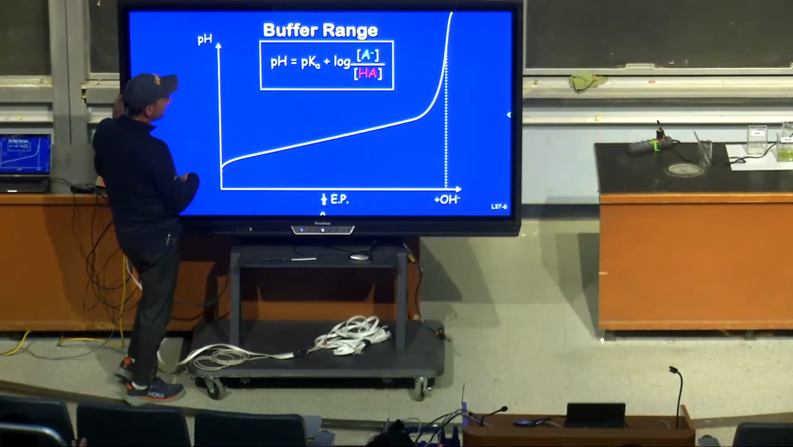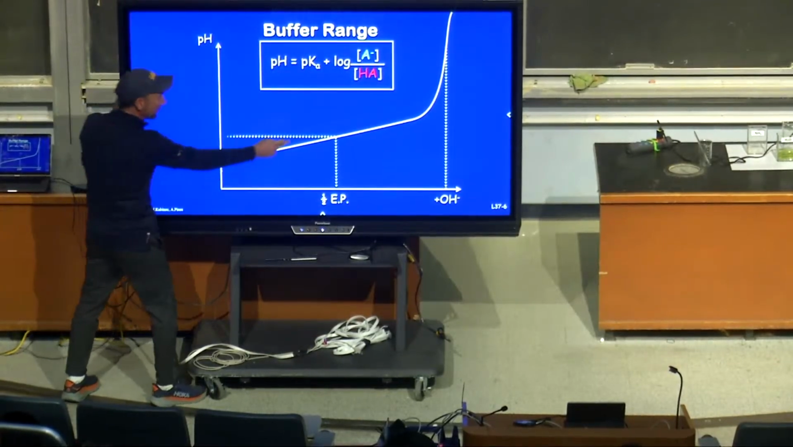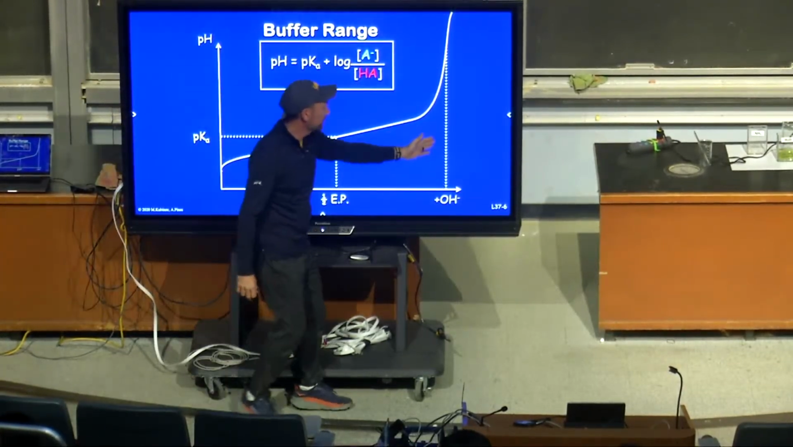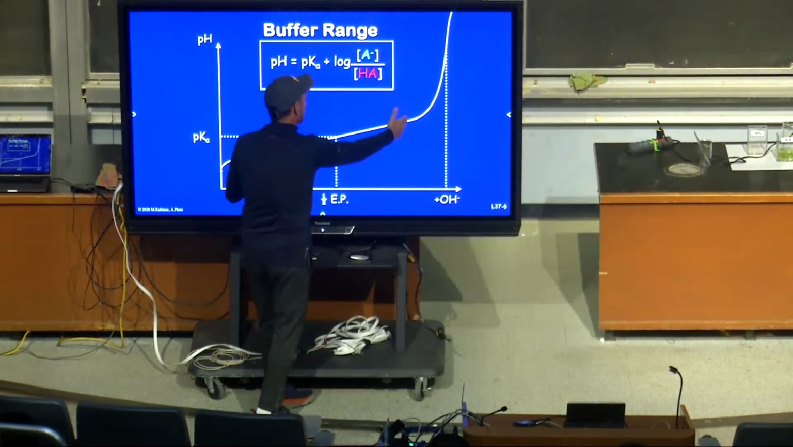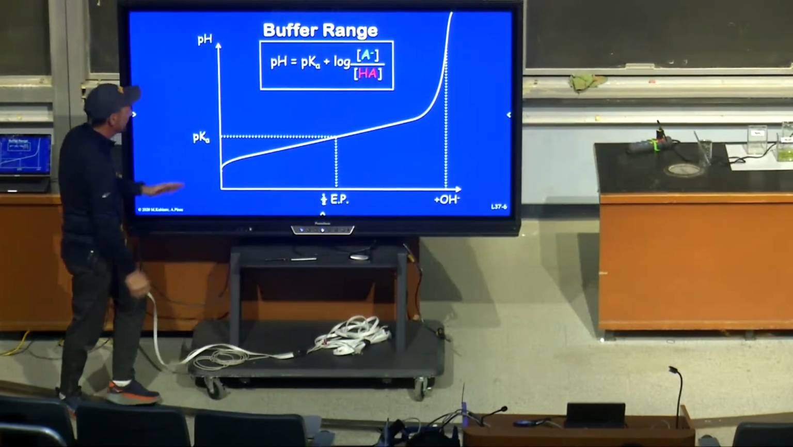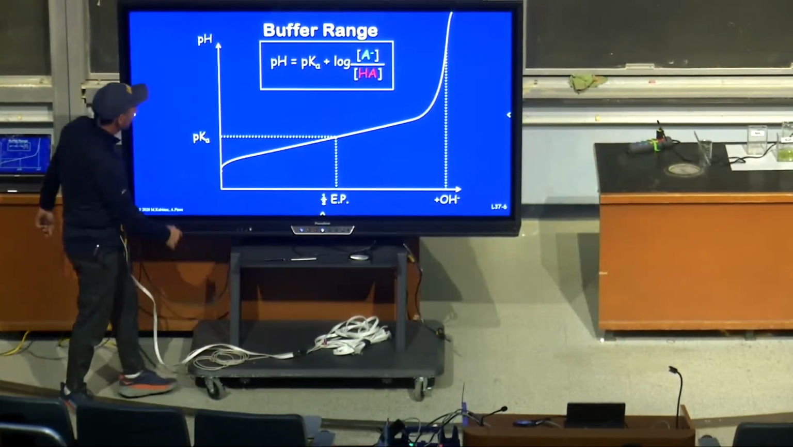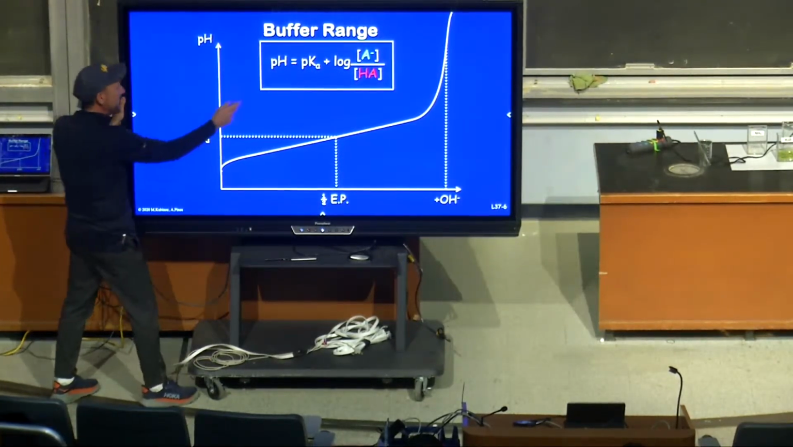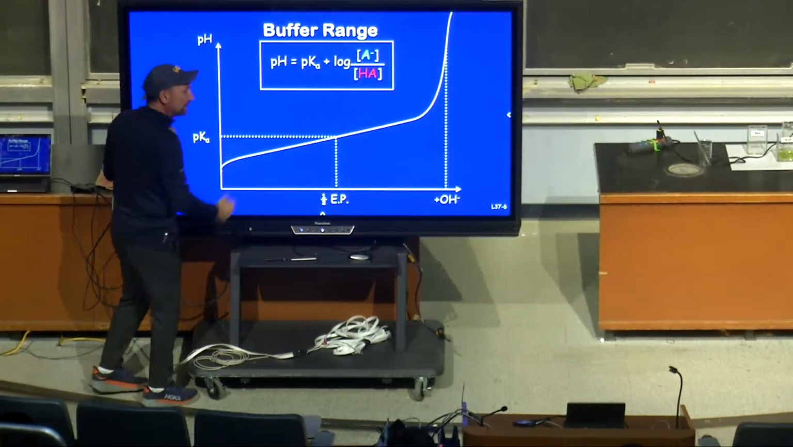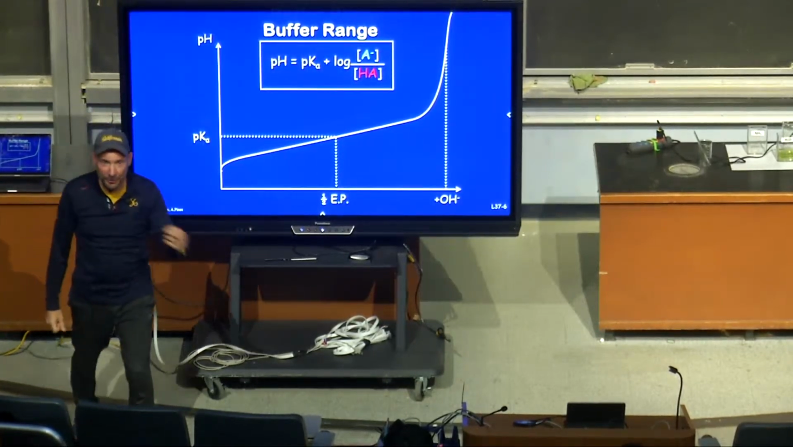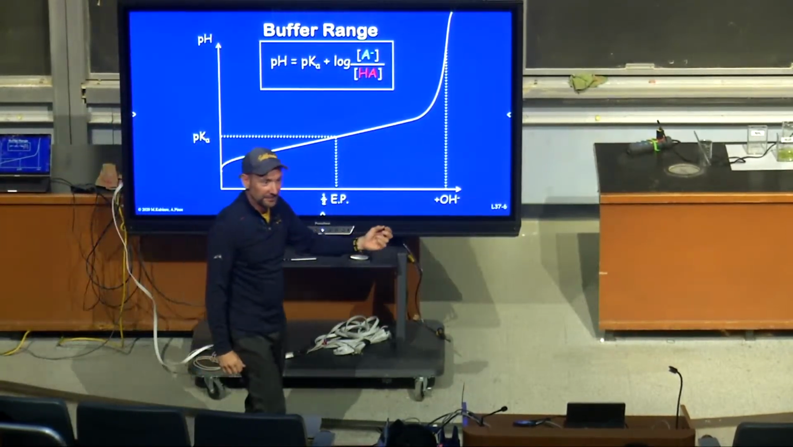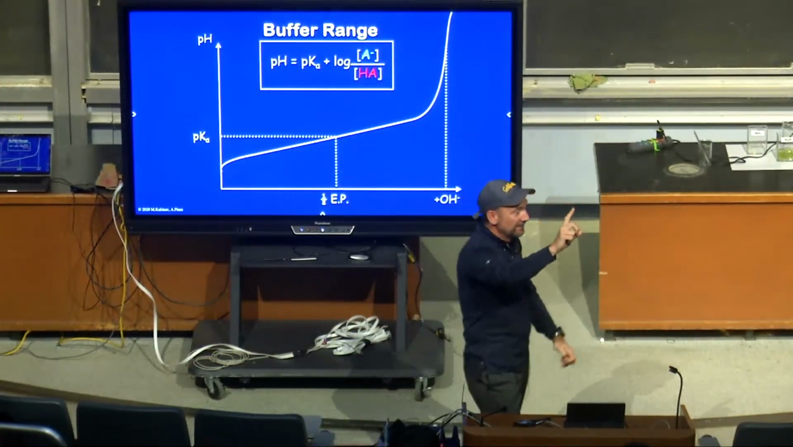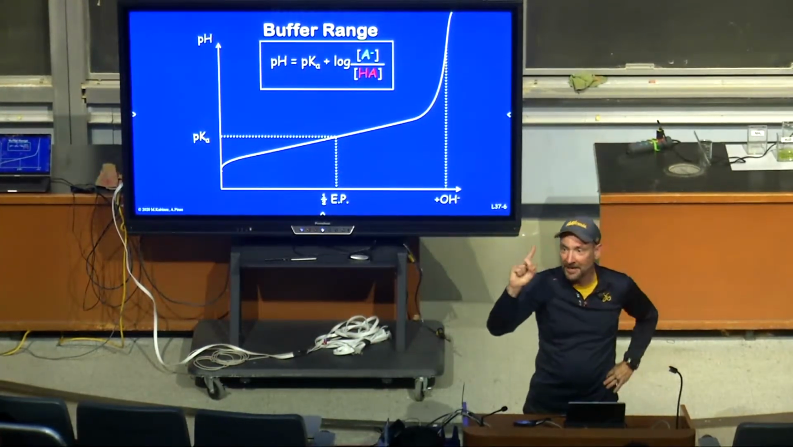So here it is, the buffer region. Here's half equivalence point. Here's equivalence point. The buffer region is in between the beginning of the titration and the equivalence point. Somewhere in here, the pH changes slowly. And you can see at half equivalence, the pH happens to be numerically equal to the pKa. Super handy. You get one point for free on every titration curve.